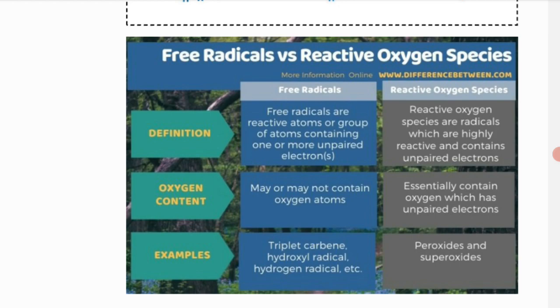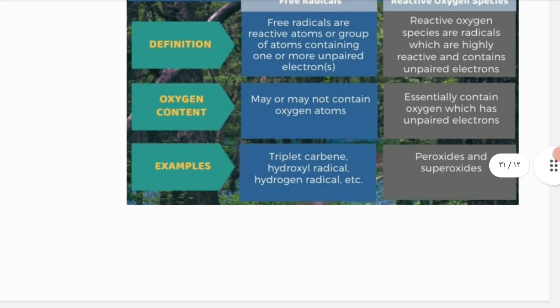In definition, free radicals are atoms or groups with unpaired electrons, so reactive. Those atoms or groups do not contain oxygen, while the other, ROS, contain oxygen, which has unpaired electrons. Examples: triple carbon, hydroxyl radical, hydrogen peroxide, and superoxides.